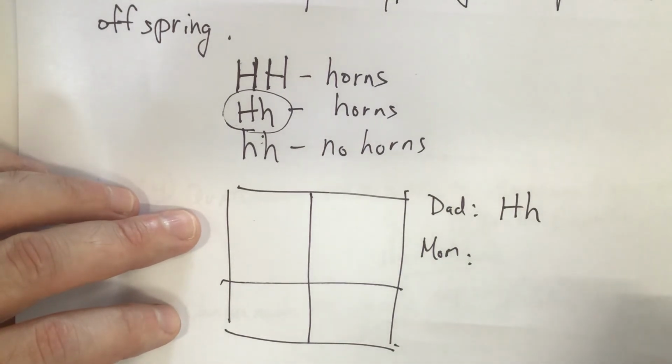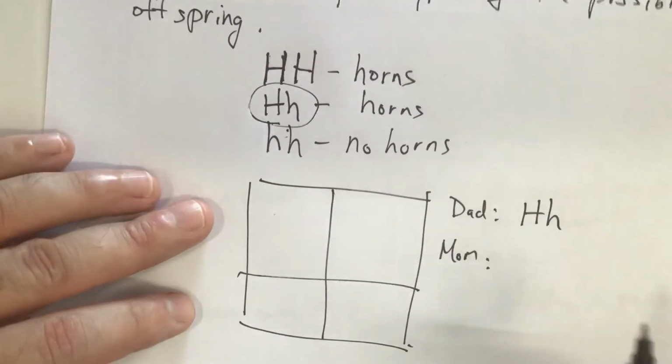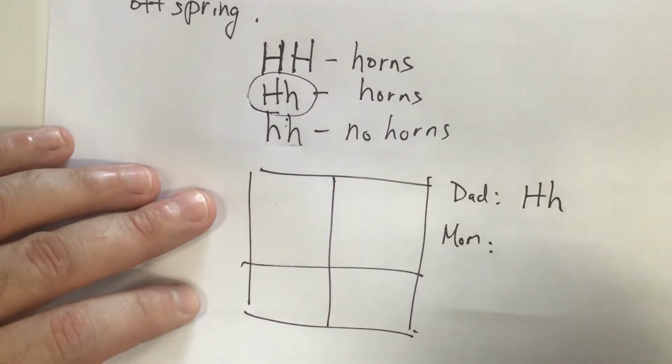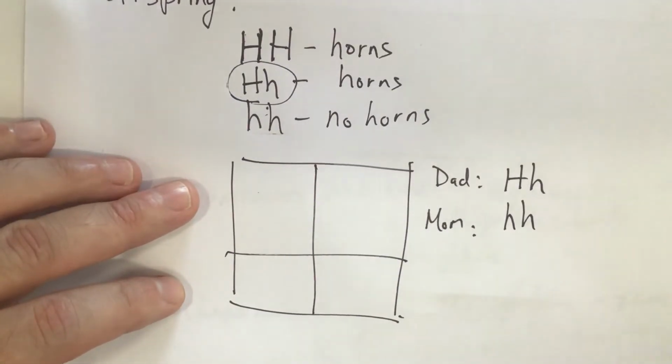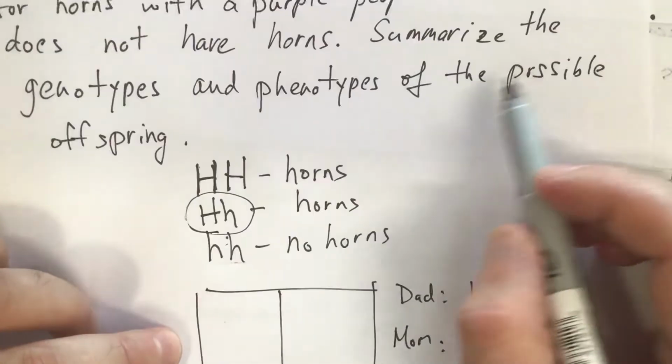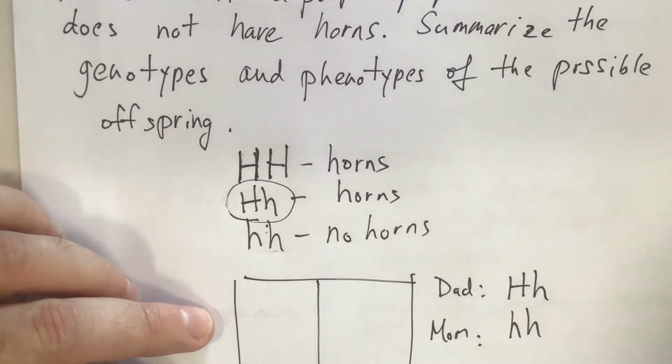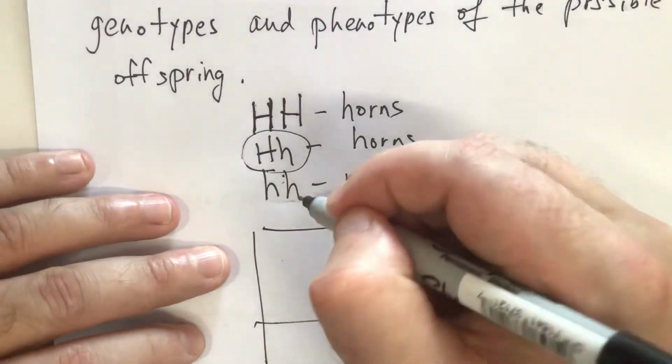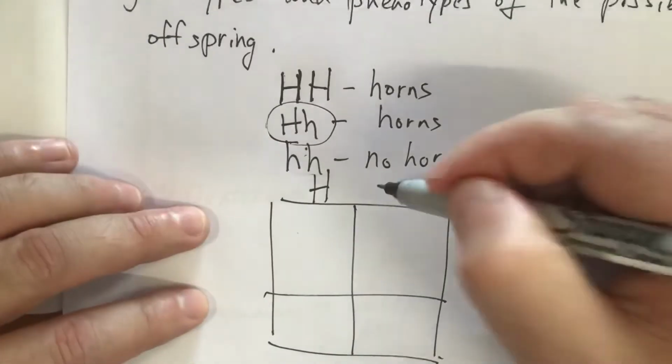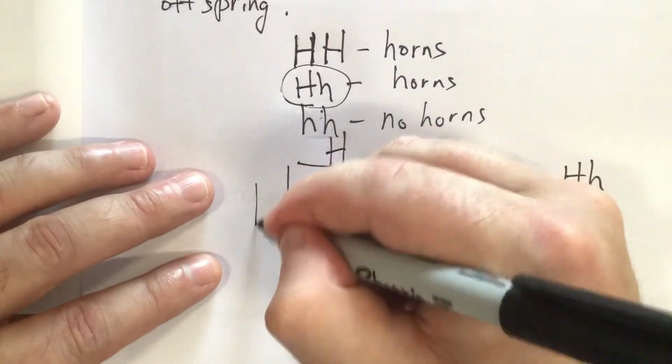A purple eater hybrid for horns with a purple eater that does not have horns. Okay, so the one that doesn't have horns is two small h's like this. And then what we're going to have to do at the end is summarize the genotypes and phenotypes of the offspring. Okay, so Dad, capital H, small h like this, Mom, small h, small h.